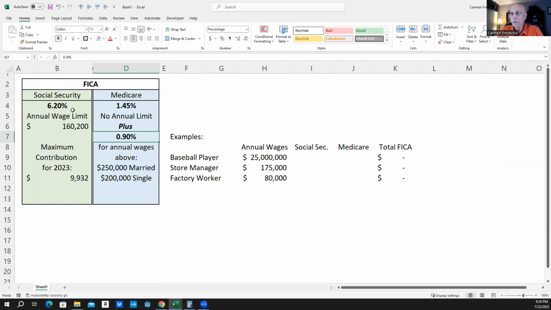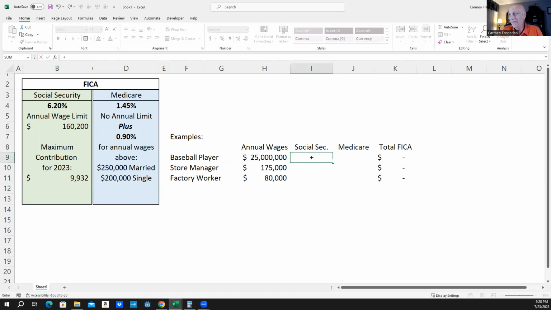So for Social Security, the most anyone can contribute for the year is $9,932, which is 6.2% of the annual wage limit. So I have an example of three people here. You have a baseball player who makes $25 million. What are they going to pay into Social Security? They're going to pay the max, right? The $160,200 times 6.2%, or they're going to pay $9,932 into the Social Security system.